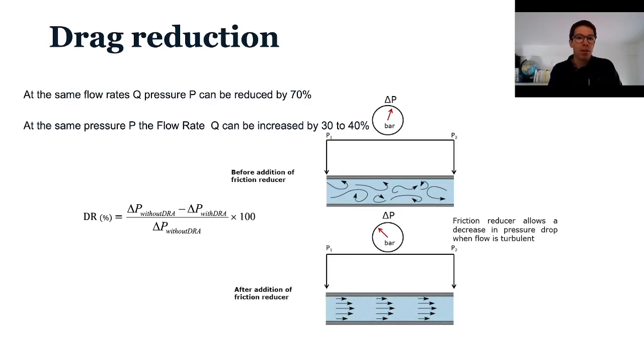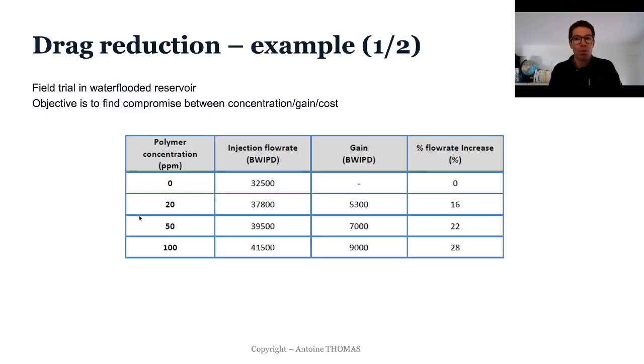If I take an example to make you understand what kind of gains you can expect: here it's low concentrations, typically the kind of concentrations for the fracturing industry, but here it was for a water flood. By putting 100 ppm of polymer into a water flood, the operator was able to increase the flow rate by 28%, which is of course tremendous, and it could be a very interesting water flood optimization strategy when, for instance, you want to debottleneck your facilities because you have reached max pressure, etc.